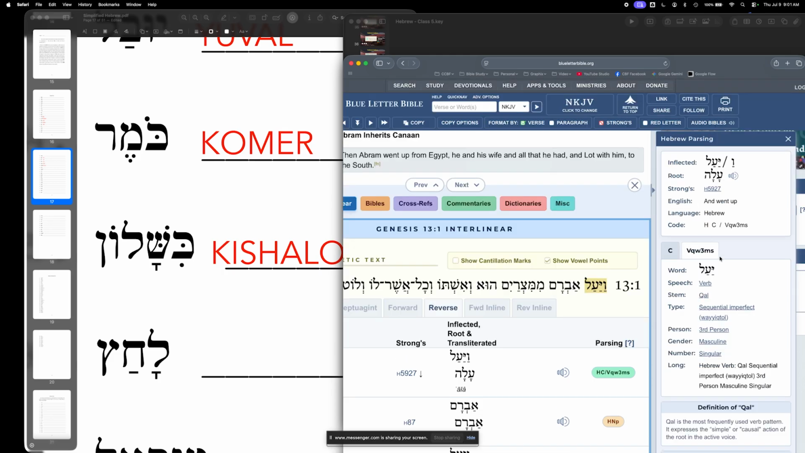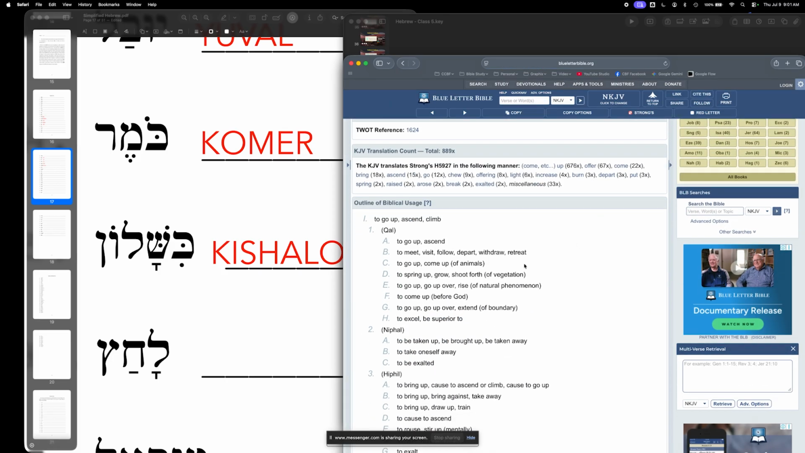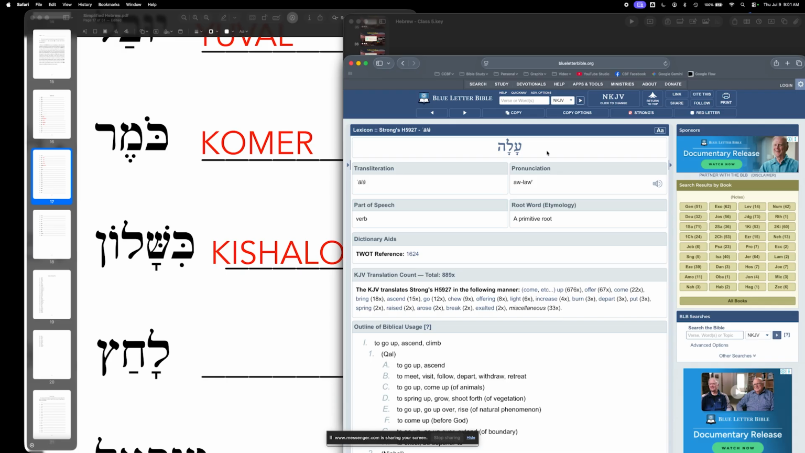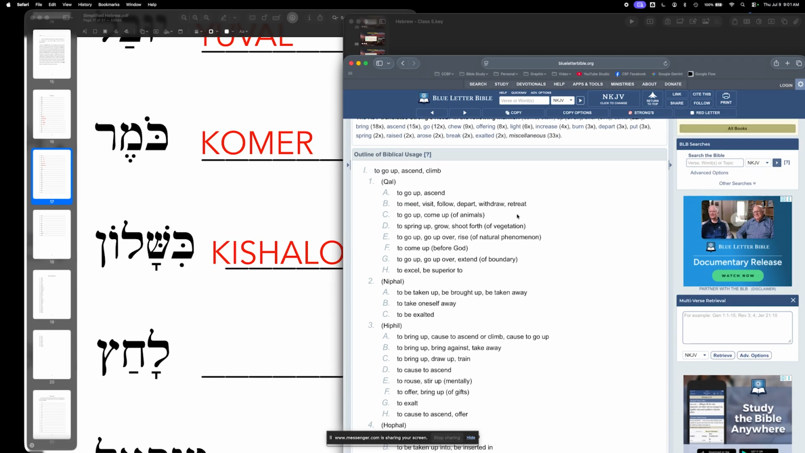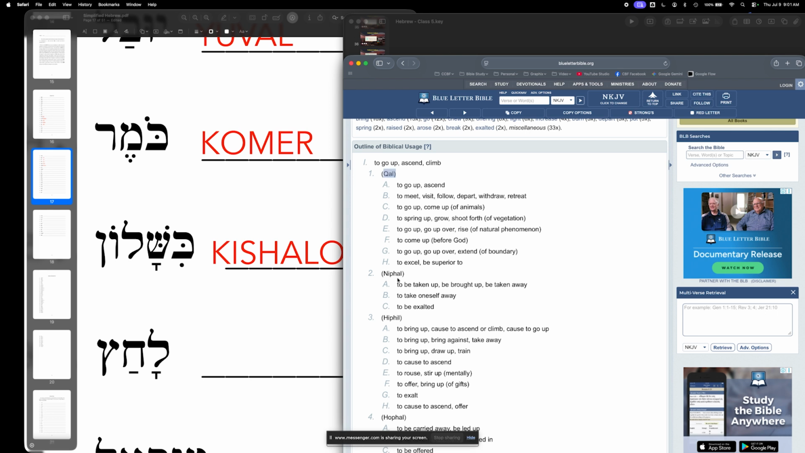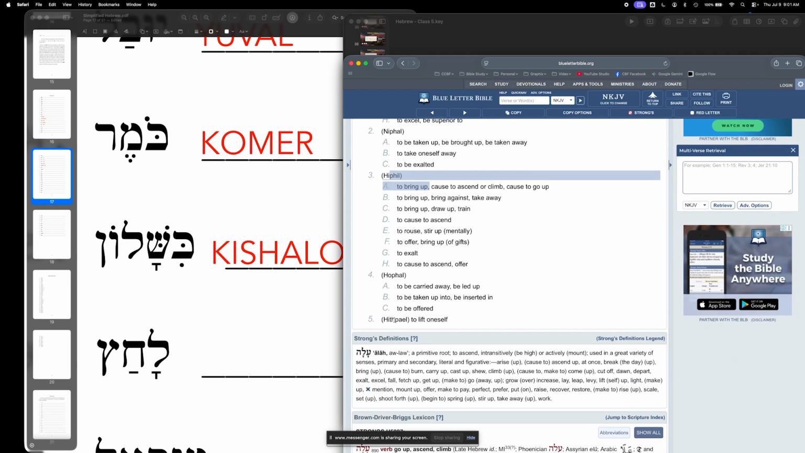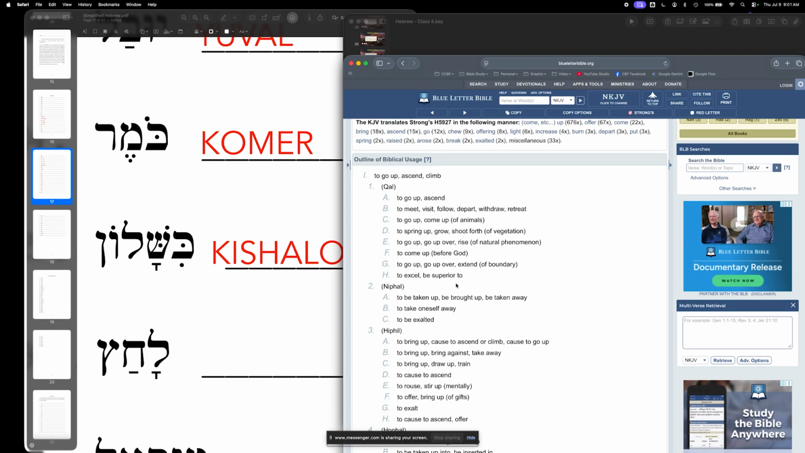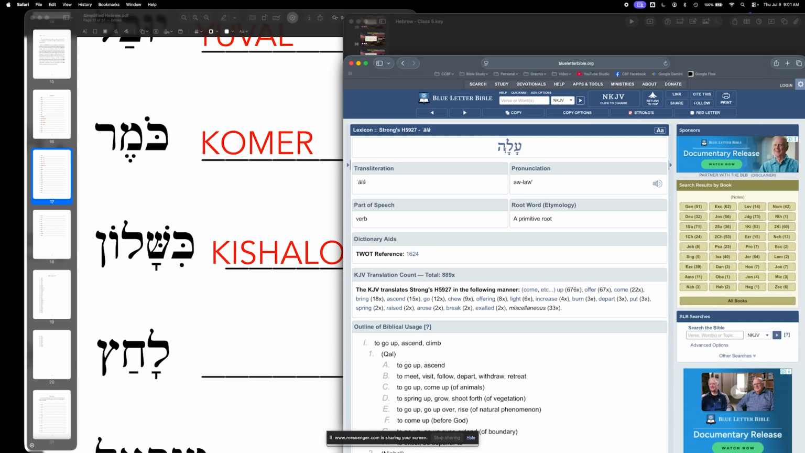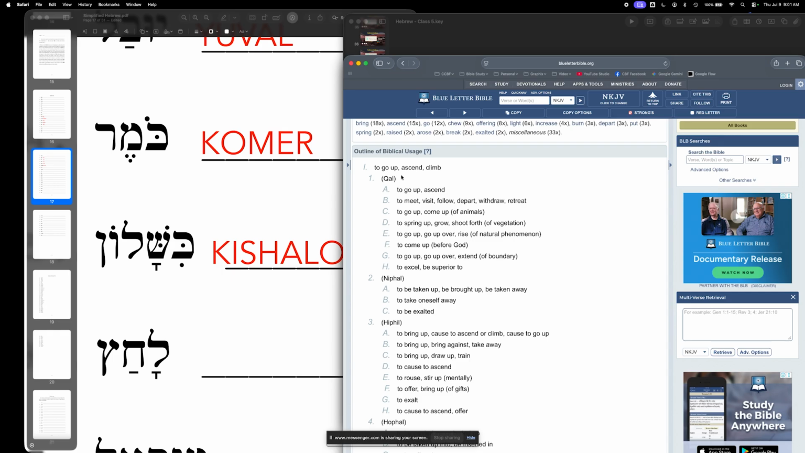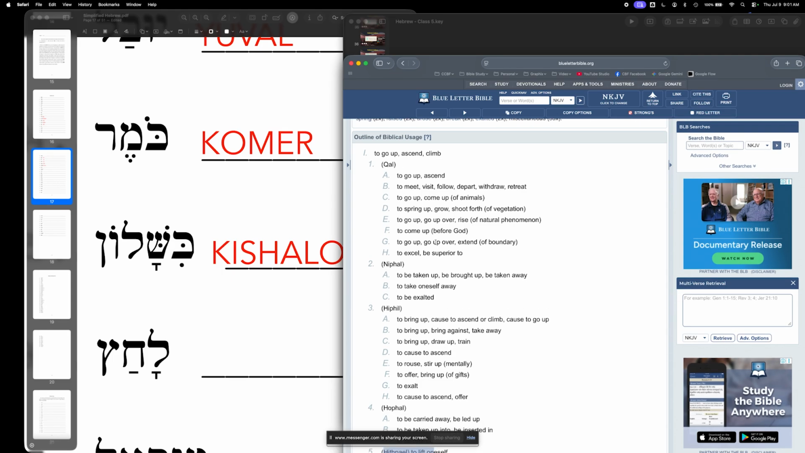Click on that kal, and you find out the meaning, because when you go to the Strongs, notice how they break down the definitions. This root word ya'al is going to be talking about either a kal, nifal, hifil, hofal, or hithpael. Notice how the meanings are divided by the stems. If this verb, ya'al, has a kal, it means to go up, ascend, or climb. Okay? That's because it's an active simple.